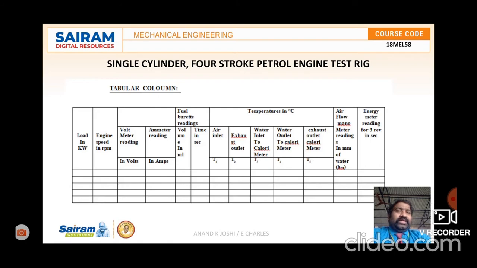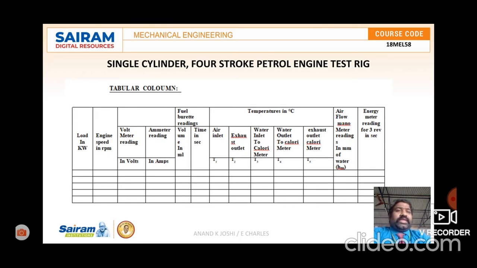Before that, the tabular column is also there, just glance at it. The contents in the tabular column are the load in kilowatts, engine speed in RPM, voltmeter reading and ammeter reading in volts and amps, and the fuel burette readings. We can see the volume as well as time, in milliliters and seconds respectively, and the various temperature points: air inlet and exhaust outlet, water inlet and water outlet temperature, and also the exhaust outlet temperature of the calorimeter. The airflow meter and the energy meter are there, and for the energy meter we consider every 3 revolutions in seconds.